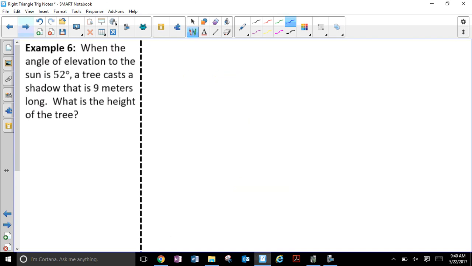All right, example 6. So here are some steps I'll write off on the side here that we'll use for both story problems. So first, draw a right triangle. Because since we're in right triangle trigonometry, these problems will always be represented by a right triangle when you draw your own picture. Okay? All right, so let's draw our right triangle.